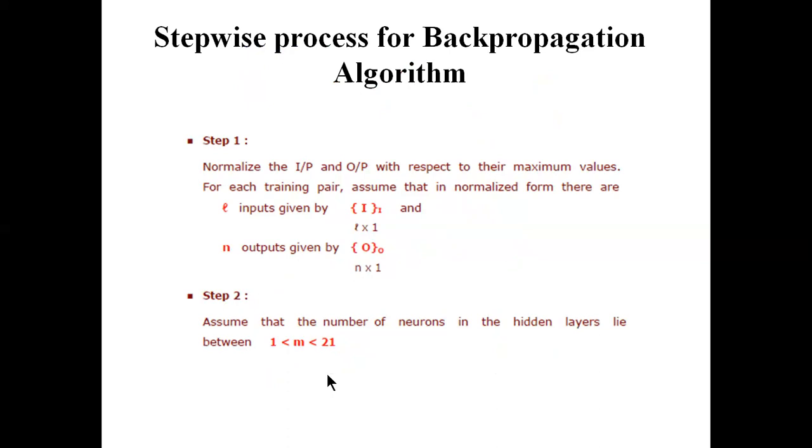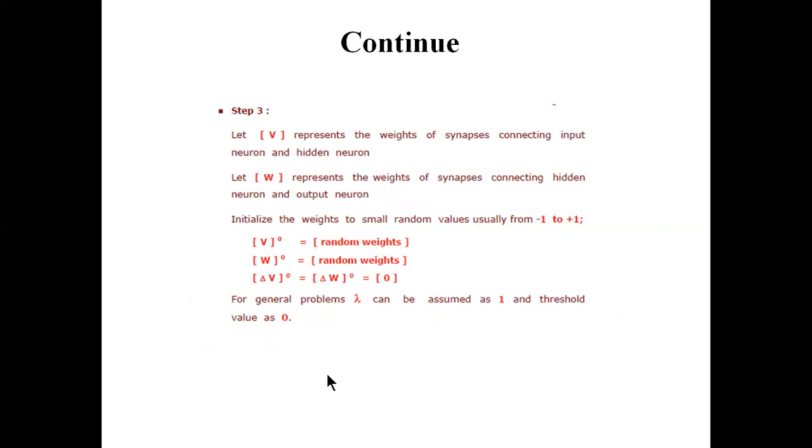The first step is to normalize the input and output with respect to the maximum value. It is a very common approach, and there is nothing wrong with that. Next, for each training pair, for L number of inputs, we define the total input by a matrix I1, and for the n outputs we define the O matrix. Then we can assume that the number of neurons in the hidden layer is between 1 and 21. It has been observed that for classification purposes, 20 hidden nodes give satisfactory accuracy. So we can take any number of hidden nodes between 1 and 21.